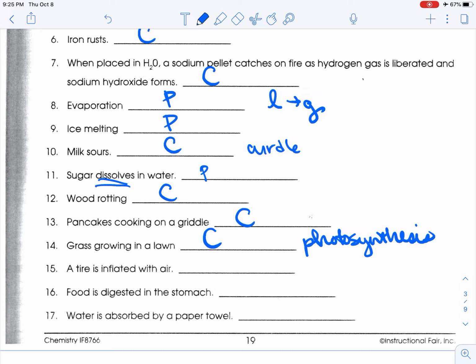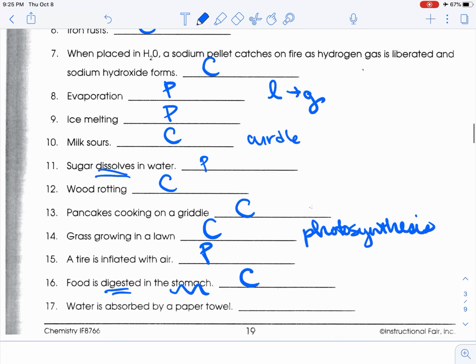Tire is inflated. That means just adding some air, so physical. Food is digested. That's all kinds of chemical change. Now, if it had said food is digested in the mouth, I would also give you physical because there's the physical breaking down of chewing. But this says the stomach, so I'm going to go with that. Water is absorbed by a paper towel. That's just a physical change.